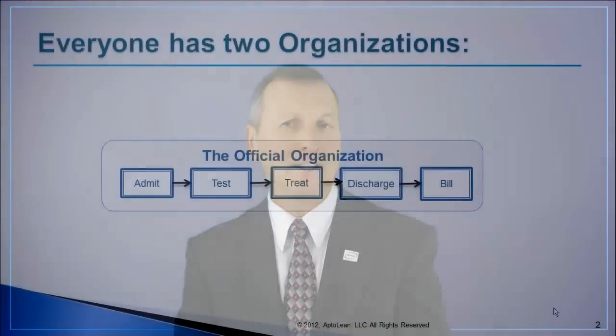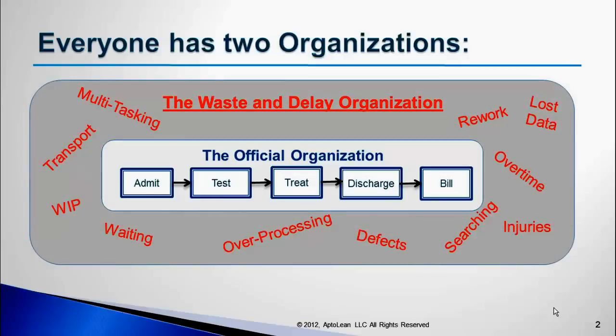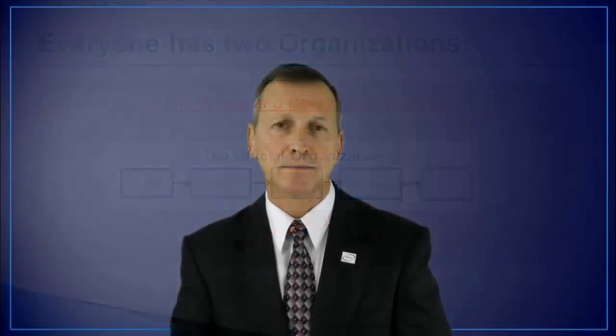To begin with, let's face it, everyone actually has at least two jobs and works in two organizations. There's your official job and the official organization. It's often represented by nice-looking flow charts and job descriptions. But actually, I find that you spend a lot of time every day working your other job in another organization. I call it the waste and delay organization. This is where you struggle to get past waste, delays, and workarounds. And it's a big reason why you find yourself working more hours and accomplishing less.